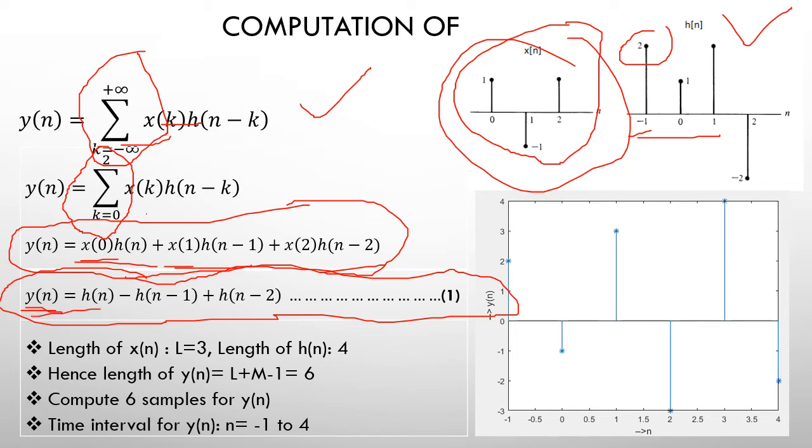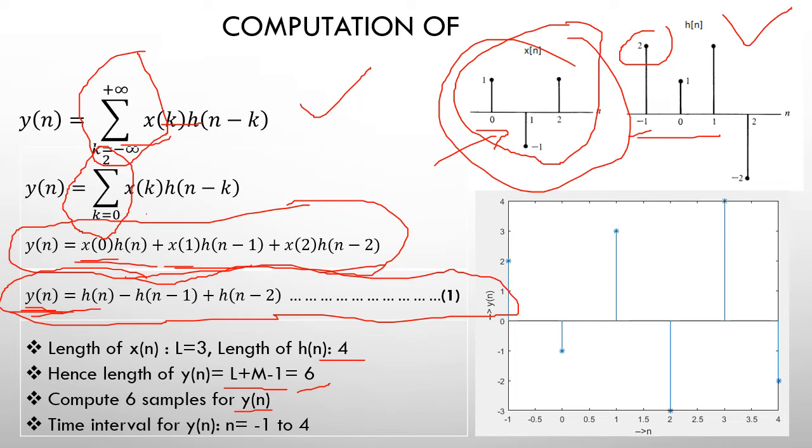First we'll find out the length of y of n, and for that we can use the formula L plus M minus 1. L is the length of x of n, that is 3. M is the length of h of n, that is 4. Hence we get the length of y of n as 6. So you need to compute 6 samples, but we also need to know the range for n.